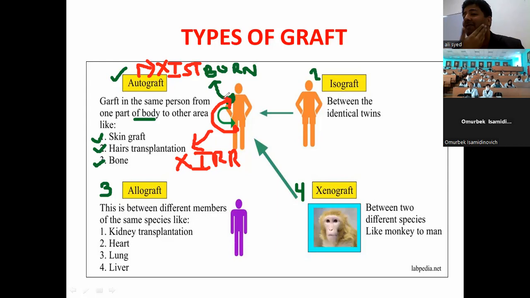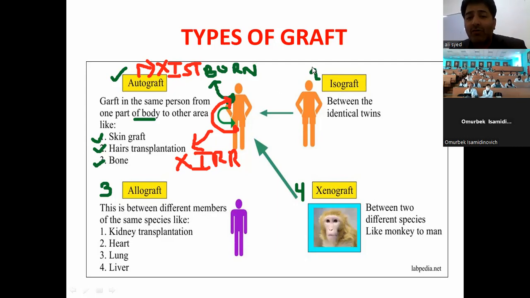For example, a patient has a burn injury on the face. This is the exposed area. So I will take a graft from my thigh region and place it here. If the graft is taken in the same person, from one area to another area, this is known as autograft.